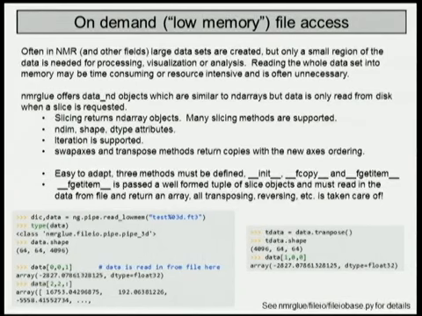So for the example, we can read a 3-dimensional NMRPipe file. We can look at its shape. As soon as we actually request a slice, we can look at the data. We can request some larger ones, and we can transpose the data and get everything we would expect.